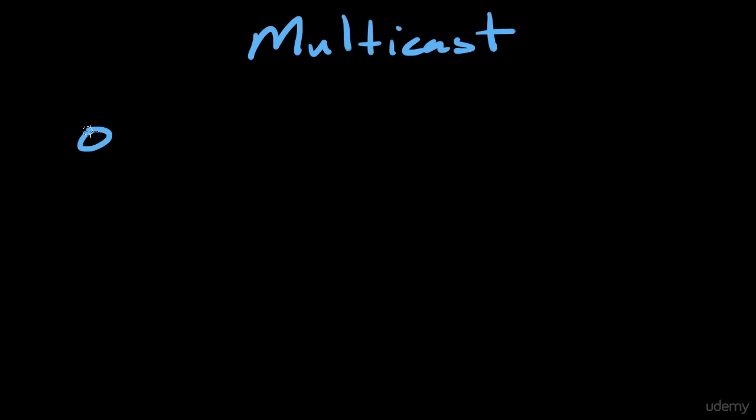The next type of transmission we have is a multicast. A multicast transmission is something that you might not be readily familiar with. It is a transmission coming from one system going to a group.